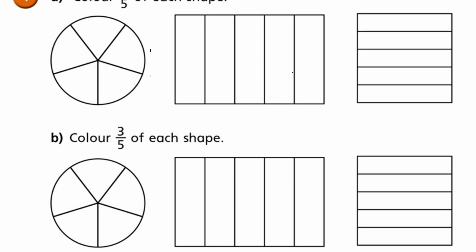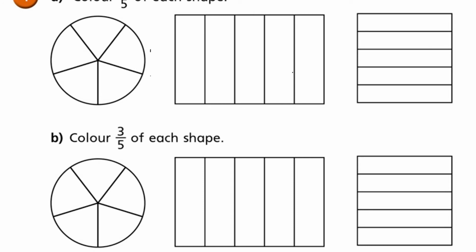How many would you shade in here? 1, 2, 3, 4, 5. You would shade in 1 part. And here, 1 part again. Now, this is not a unit fraction, because remember, a unit fraction is when it's 1 part out of so many. So 1/5 is a unit fraction. 3/5 is a non-unit fraction because it's more than 1.